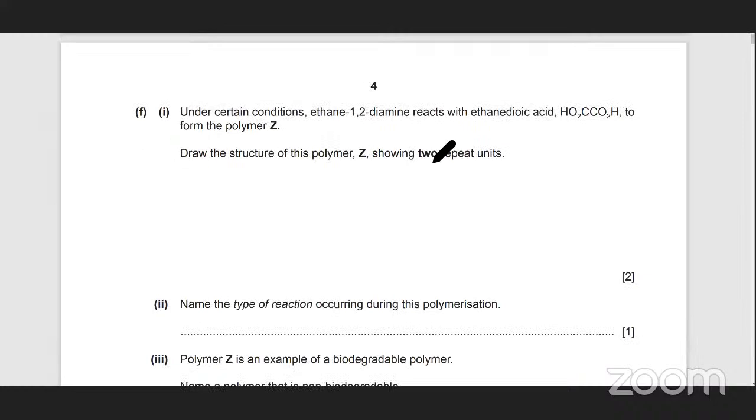So now, under certain conditions, it reacts with ethane dioic acid to form the polymer Z. Draw the structure of the polymer Z showing 2 repeat units. So this is how polyamides are formed. Polyamides are formed when a molecule has NH2 on both sides, which means it's a diamine, and the other molecule has a carboxylic acid group on both sides.